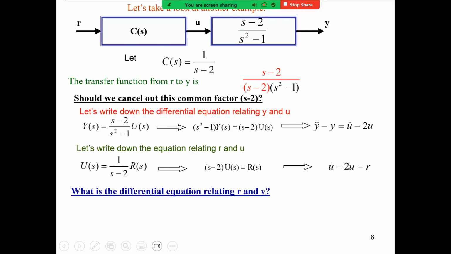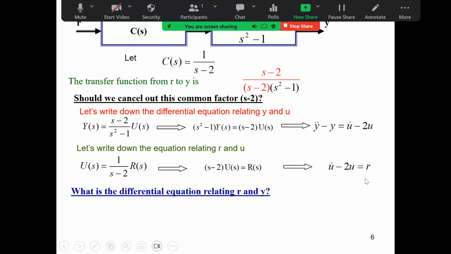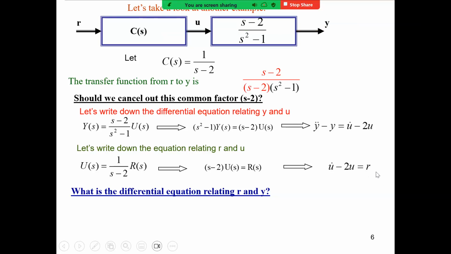Now, because we want to get the transfer function from R to Y, we just try to get the differential equation relating R and Y. Now you look at those two differential equations. What is the differential equation relating Y and R? Just looking at those two equations should be very clear, right? What is the equation? Y double dot minus Y equals R, right?